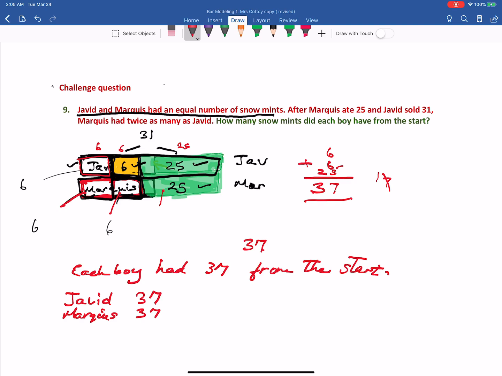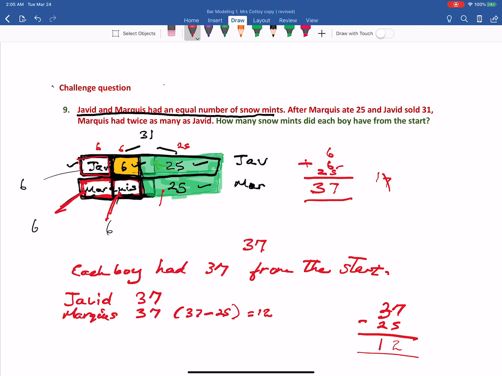After Marquise ate 25, so that's 37 minus 25. Let's work it out. 37 minus 25. 7 take away 5 is 2. 3 take away 2 is 1. Does our diagram show that? 12, 6 plus 6. Right. So he had 12 after he ate 25.